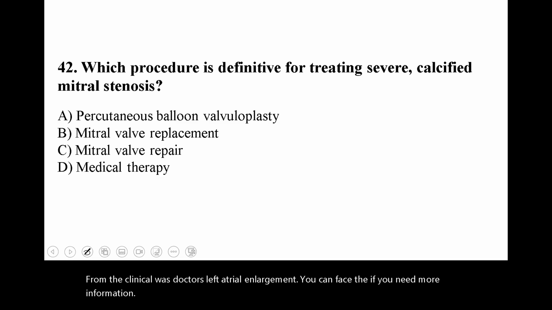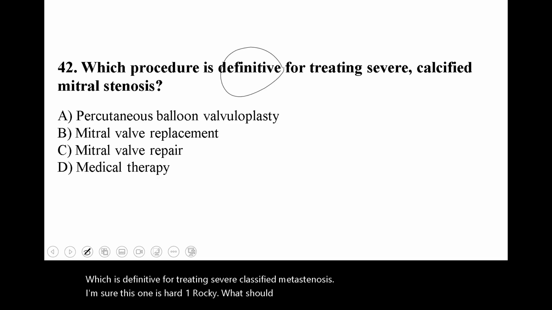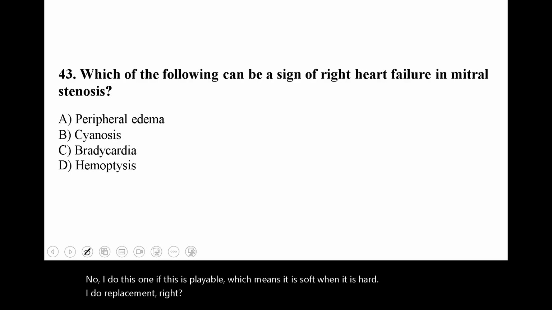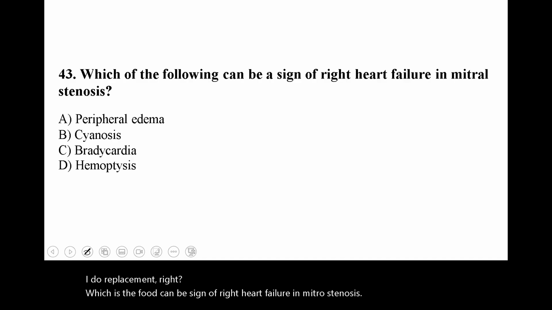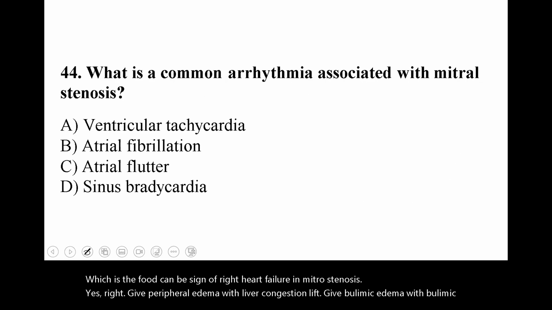Which procedure is definitive for treating severe calcified mitral stenosis? I'm sure this one is hard one. What should I do? No, I do this one if it is pliable, which means it is soft. When it is hard, I do replacement, right? Which of the following can be sign of right heart failure in mitral stenosis? Yes, right give peripheral edema with liver congestion, left give pulmonary edema with pulmonary congestion, yes?